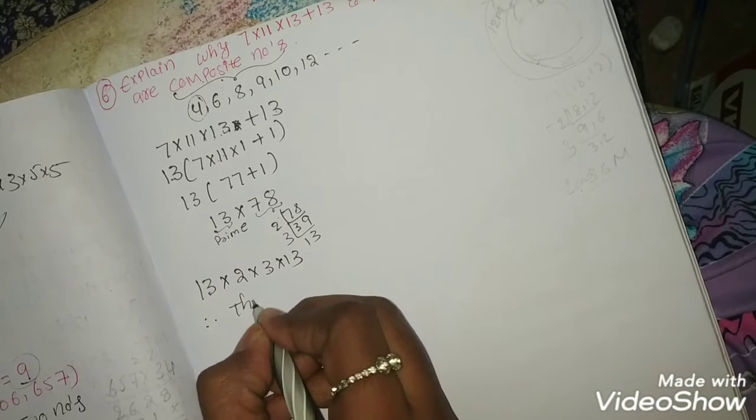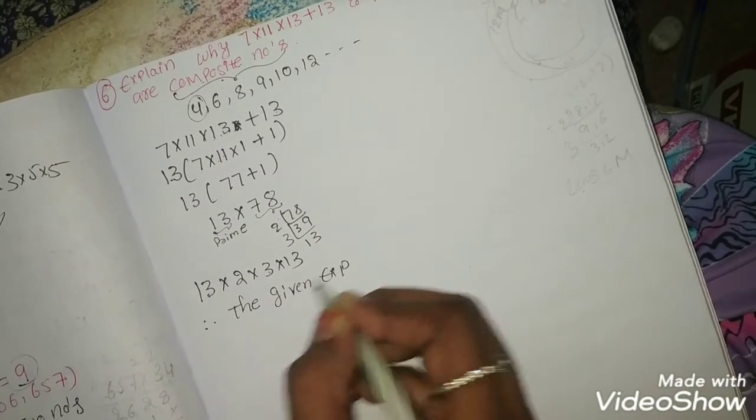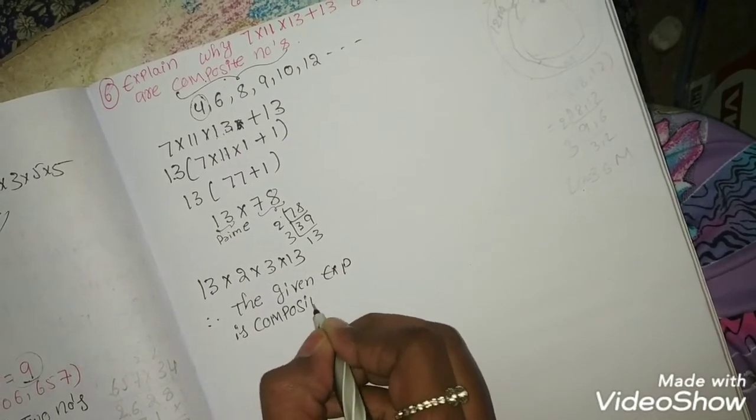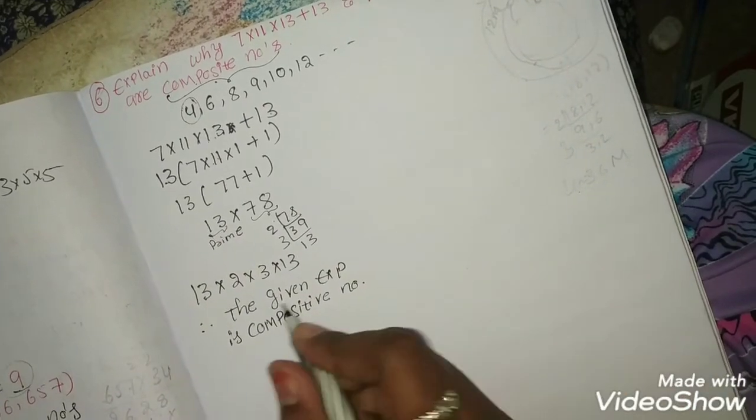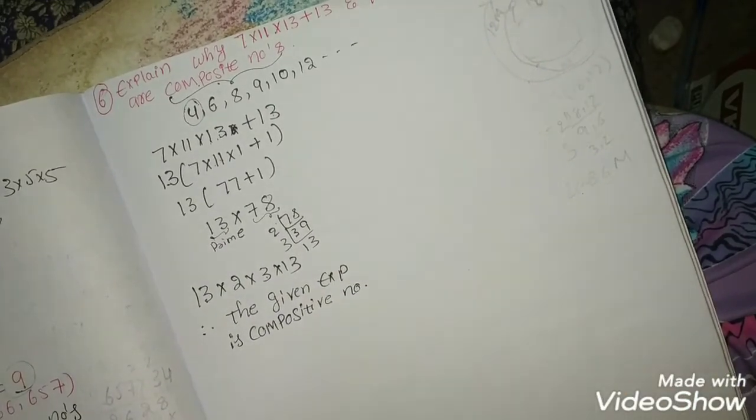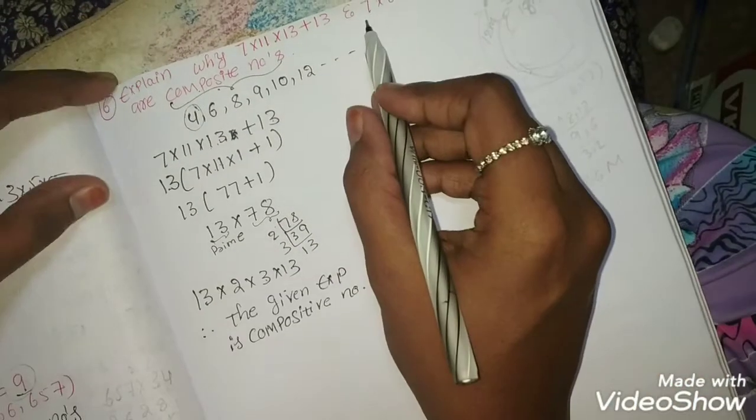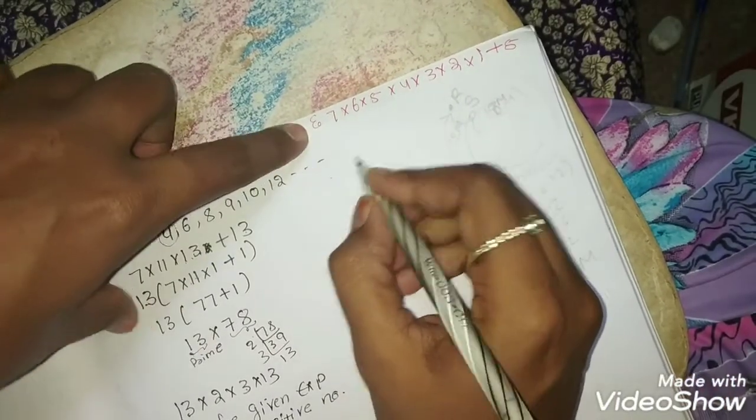Therefore, we can write the given expression is a composite number because we have more than 3 factors. Understand? And coming to 7 6 5 4 3, same as it is like this itself.